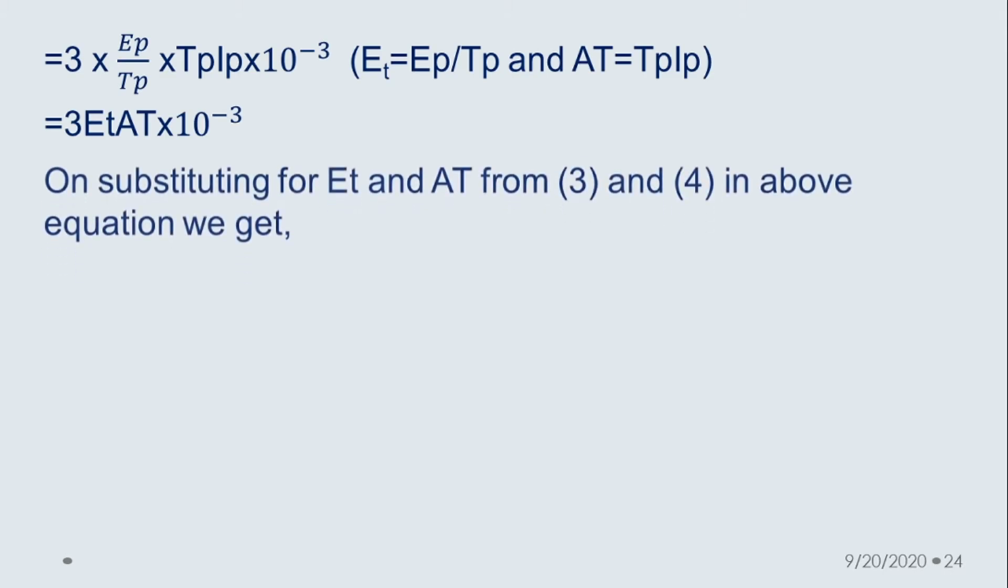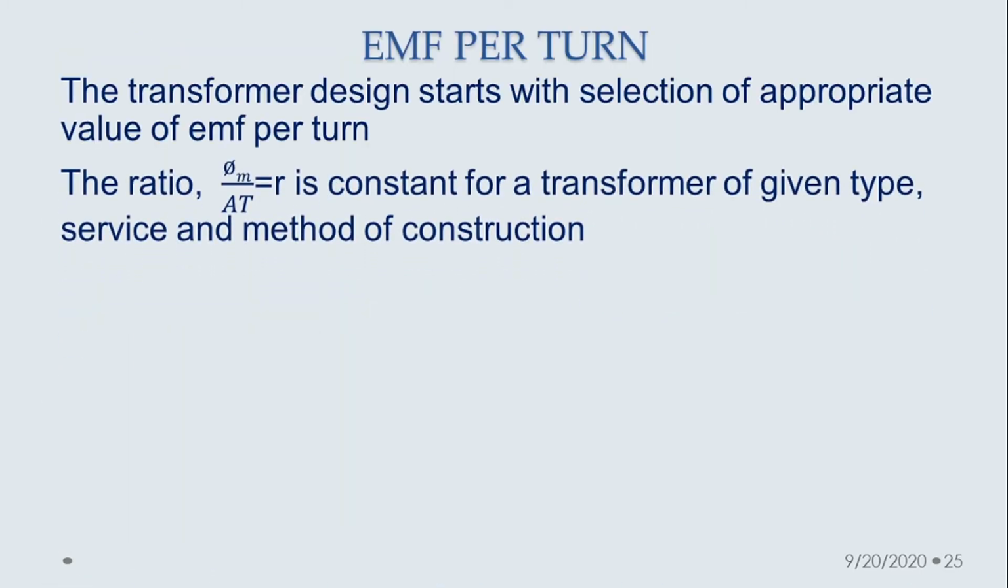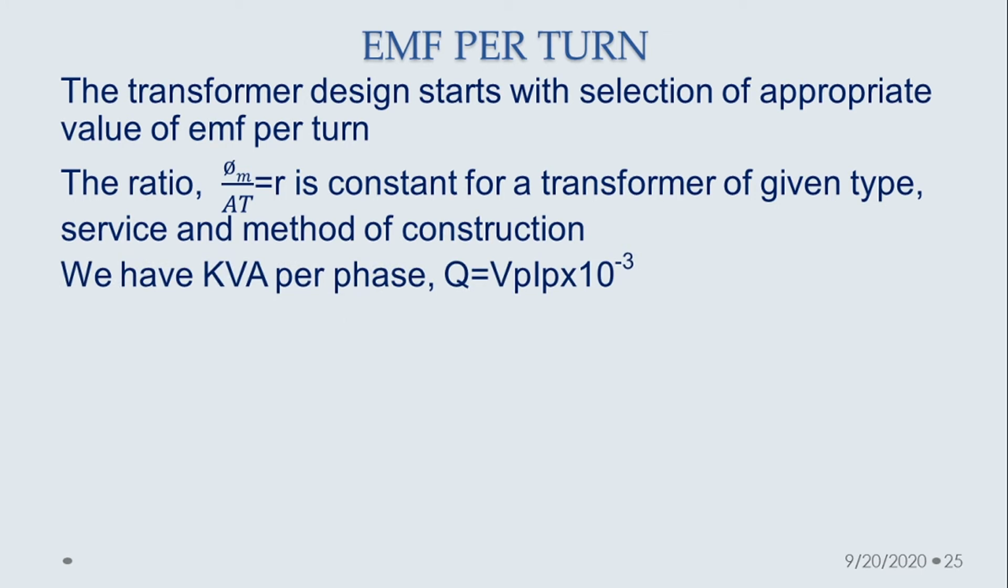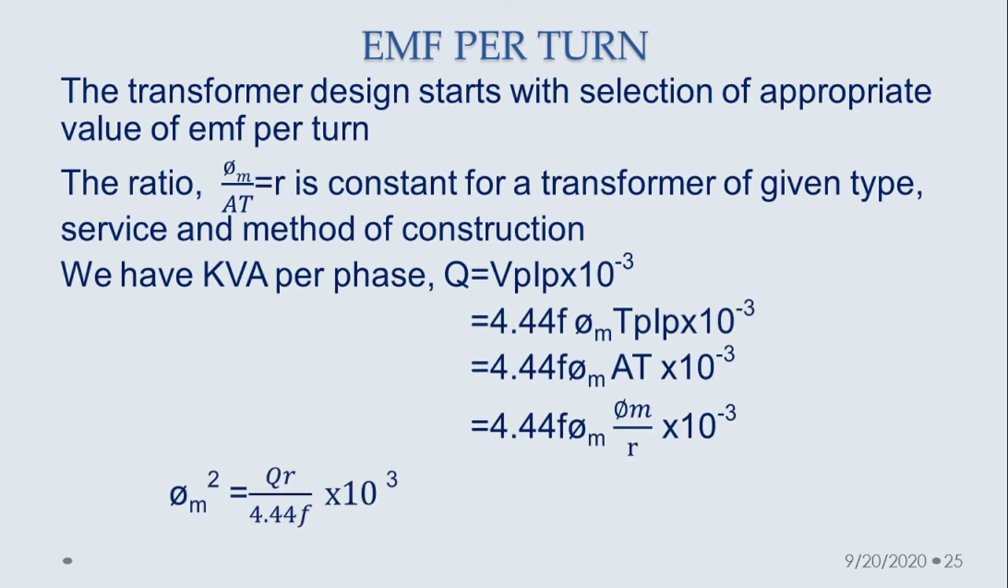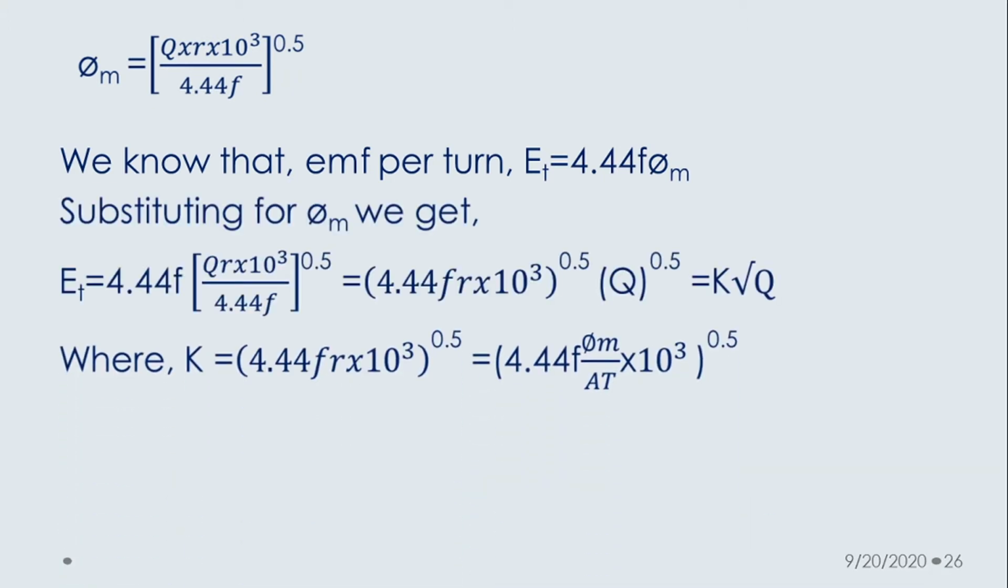Hello students. In the last class we studied the EMF per turn equations. In that we derived a relation between the EMF per turn and the value of K, correct? So we have arrived that EMF per turn is proportional to the value of K and the kVA of the transformer.